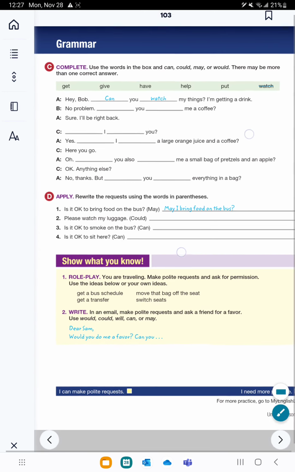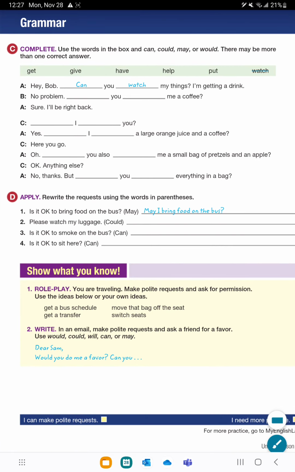All right, so now this one's a little more difficult, but we're going to go through it anyway. It's asking, use the words in the box and can, could, may, or would. There may be more than one correct answer. So basically, we're using one of our starters to make a polite request. We're only using can, could, may, or would. Then we're going to use one of these verbs in our verb part. So again, your verbs, look at them. Get, give, have, help, put, watch. They are all in the base form. We don't have to change the verb.